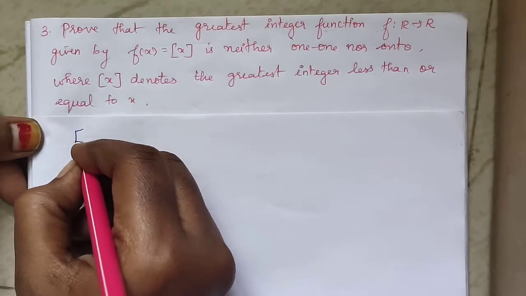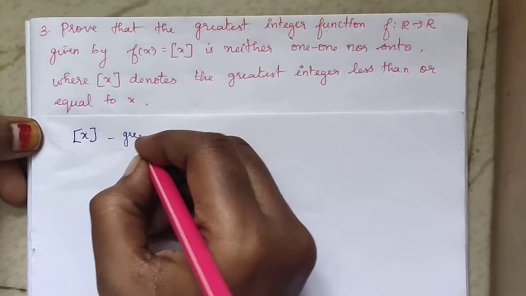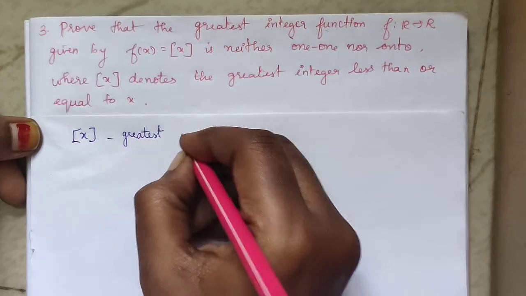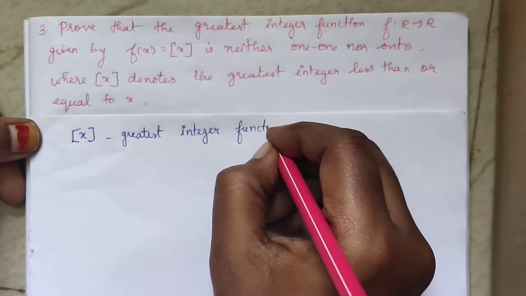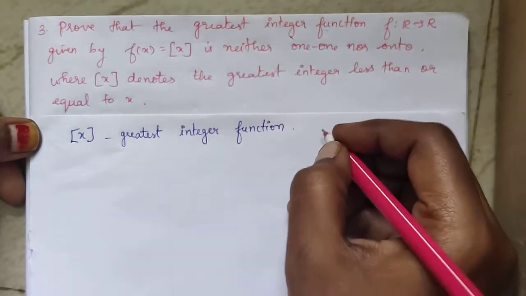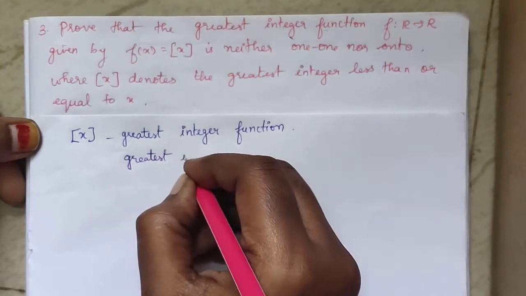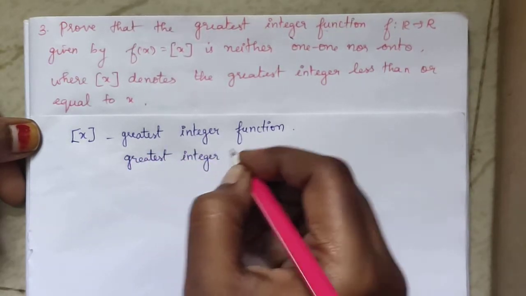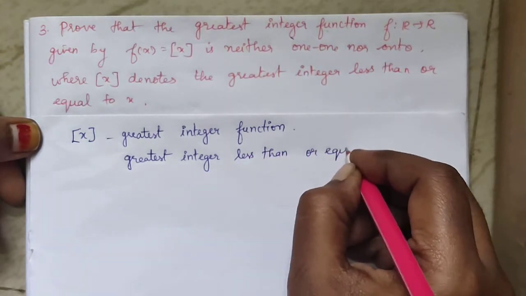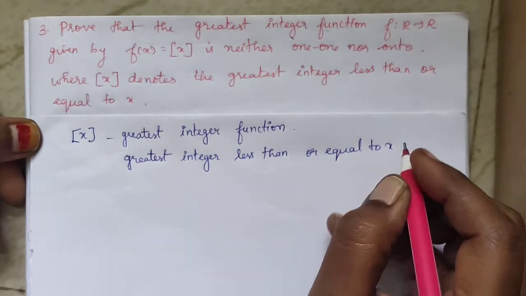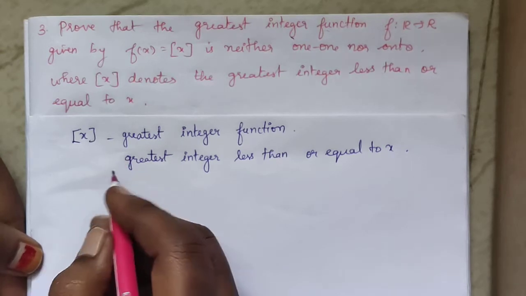Now see here, [x] they have given, that is the greatest integer function, that too the greatest integer less than or equal to x. Now first let us see what this greatest integer function is, then we will go for the sum.